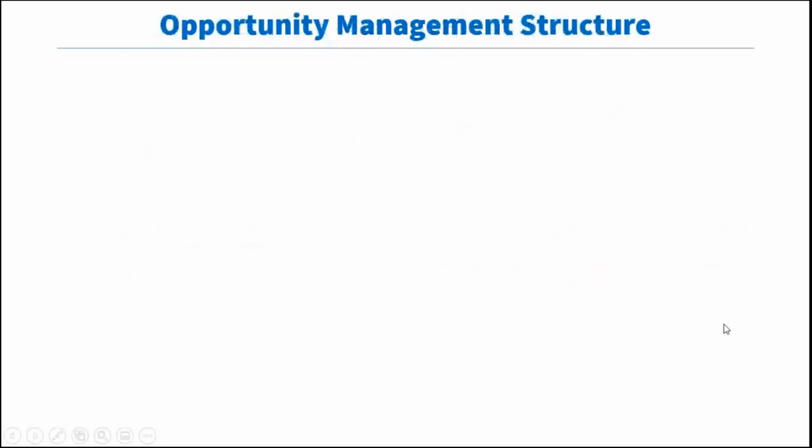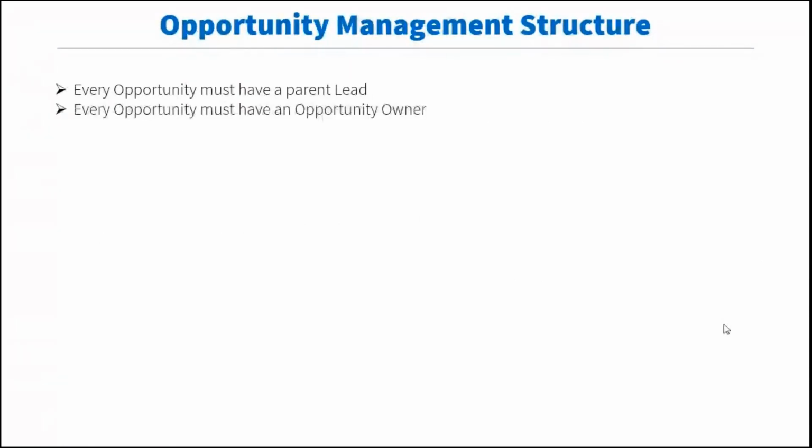Yeah, cool. So opportunity management structure, like I said, every opportunity must have a parent lead. It has to be created under a parent lead, and every opportunity will have an opportunity owner. Just like how every lead has a lead owner, every opportunity will have an opportunity owner, and it can be the same or it can be different, depending on the customer's preferences and the processes they are using. And finally, the opportunity owner will have access to the lead through entity sharing. So every opportunity owner will have access to the lead under which the opportunity is being created.